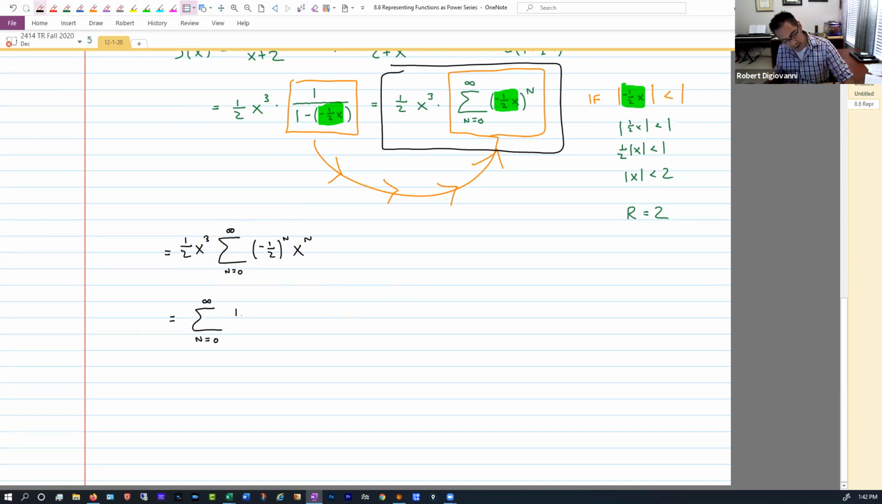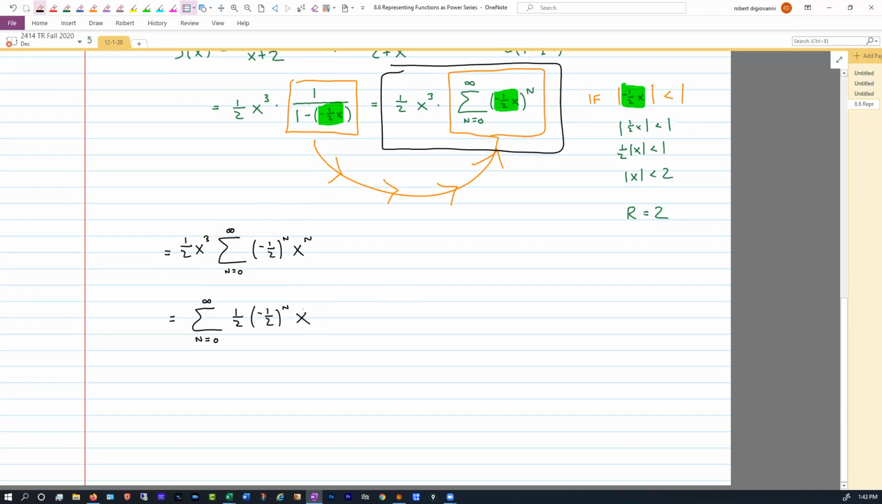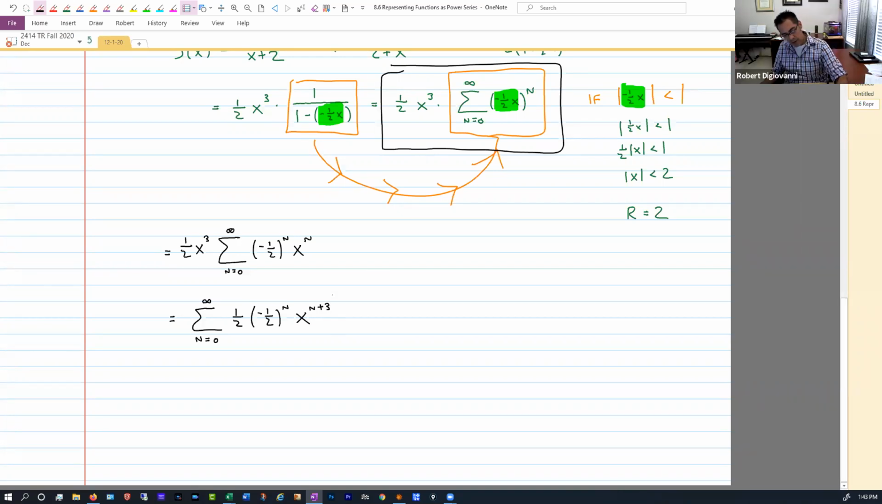So I'm going to have a 1/2. I'm going to have a -1/2 to the n, and x to what power? Cube. 3. X to the n plus 3. Because we're doing x to the n times x cubed. And so when you put those together, you get n plus 3.